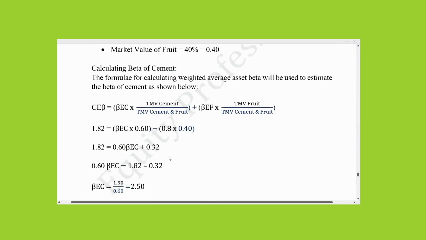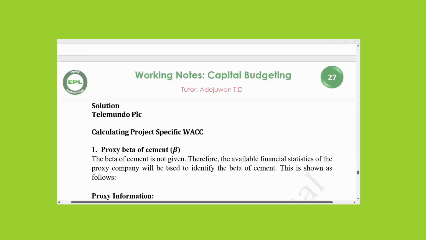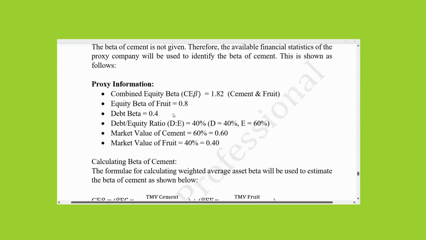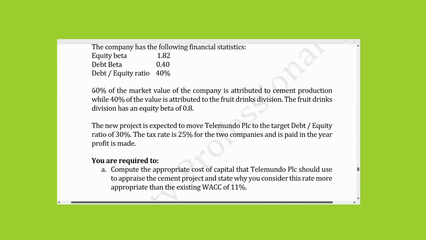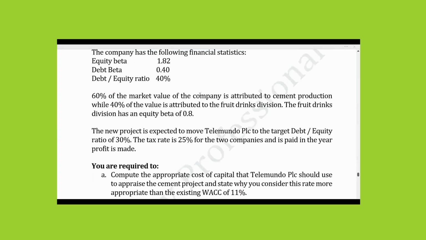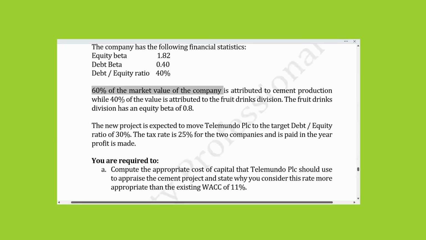The examiner has given to you in the question that it's not value of equity. The examiner has given you the market value. According to the question, you are told the market value of cement is 60%. The market value of fruit drinks is 40%. So that's 60 plus 40, that will give you 100%.